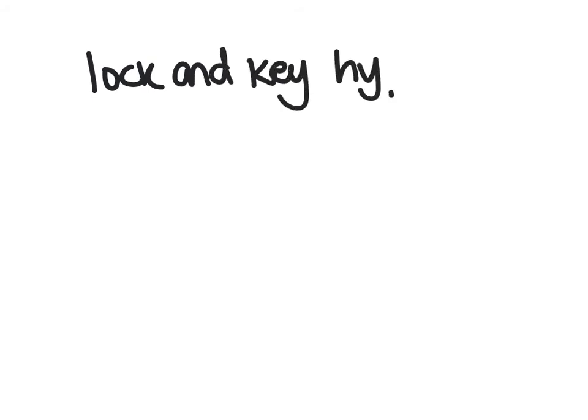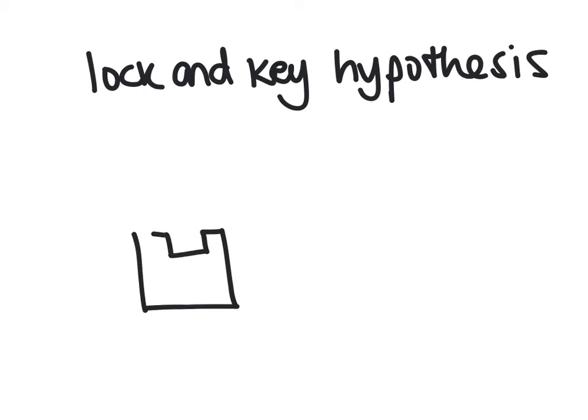Now, there are two models of enzyme action. You probably remember the lock and key hypothesis from GCSE. And that was put forward to explain why enzymes were specific. Basically, it's saying that the active site of an enzyme is a particular shape, and only one type of substrate molecule will be complementary in size and shape to fit in exactly.